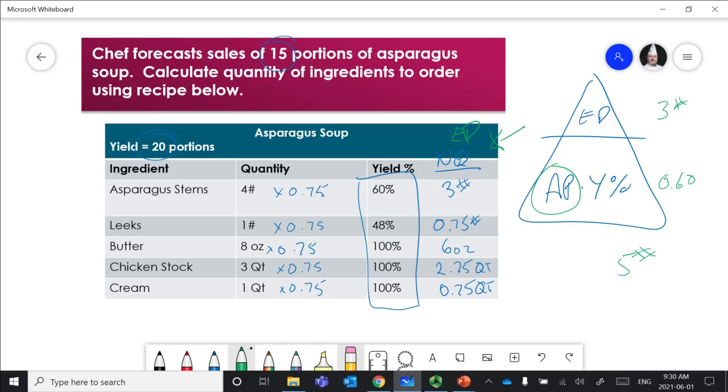For our leeks, we have 0.75, and our yield percentage is 48%. We're going to divide that out and we're going to need 1.56 pounds to order, right? Remember, our golden rule with EP and AP is that our as purchased always needs to be bigger than our edible portion, right? We need to buy more, then process it and end up with the right amount, okay? And of course, 100% yield on these ones, so these ones here are going to remain the same, okay?